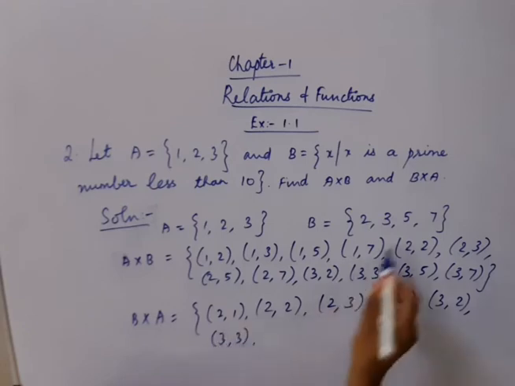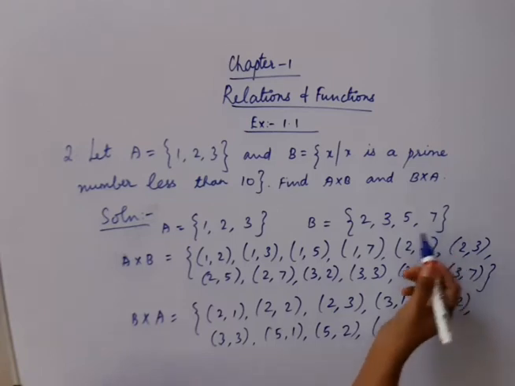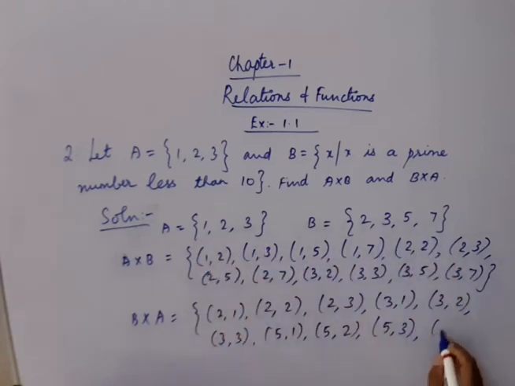Now take the third element 5. (5,1), (5,2), (5,3). Last element with all the elements of A. So (7,1), (7,2), (7,3).